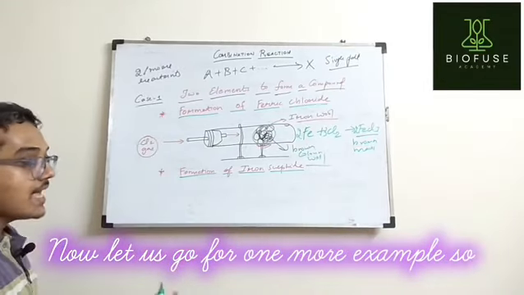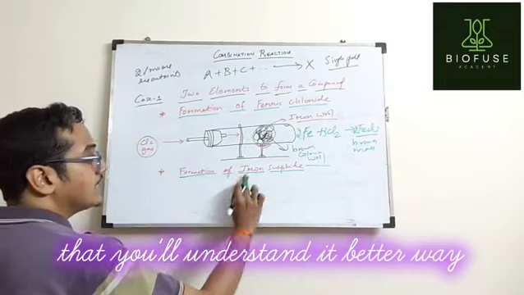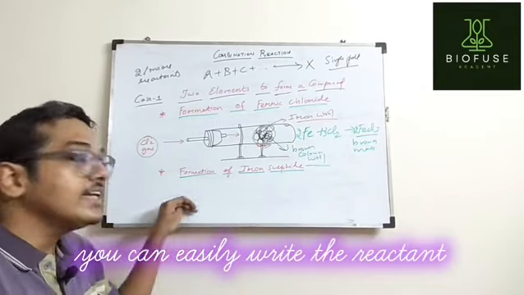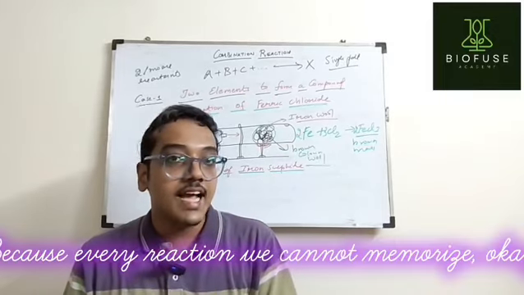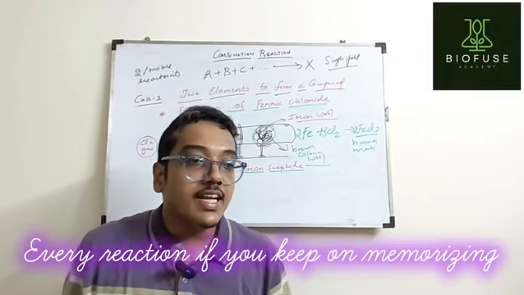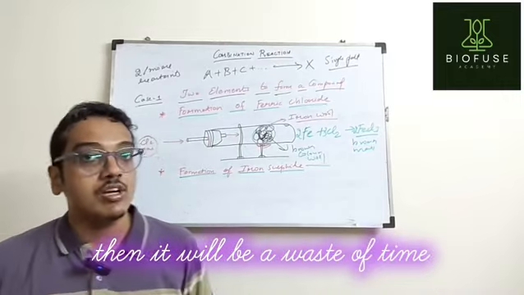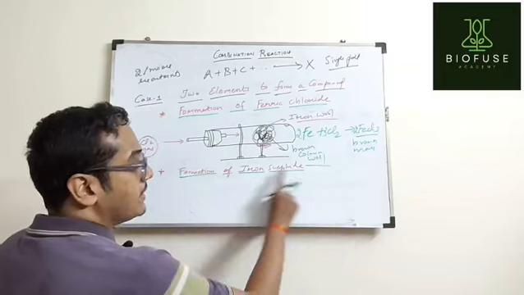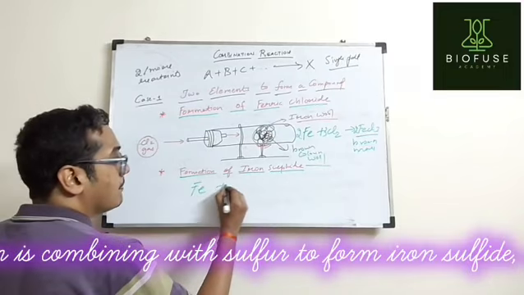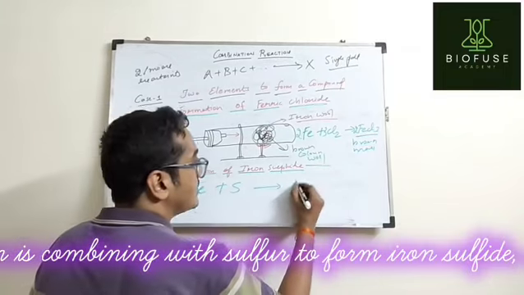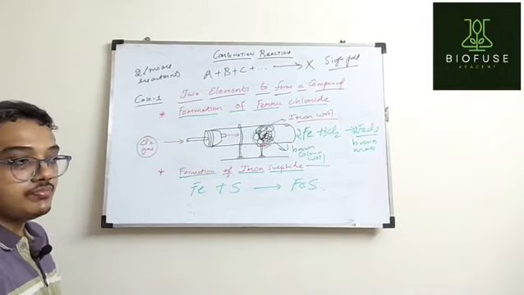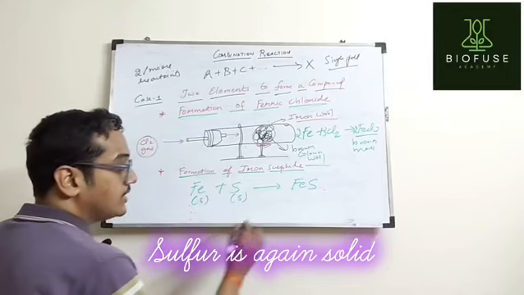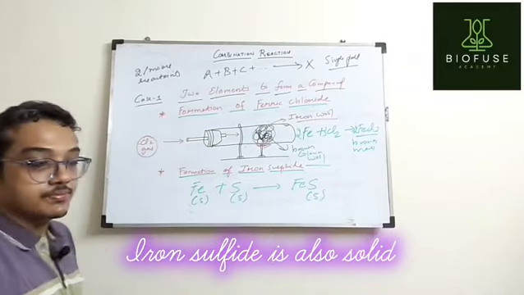Now let us go for one more example so that you will understand it in a better way. That is iron sulfide formation. So from the word itself, you can easily write the reactants, because every reaction we cannot memorize. If you keep on memorizing every reaction, then it will be a waste of time. So we have to find a shortcut. So iron sulfide, that means what? Iron is combining with sulfur to form iron sulfide, FeS. Iron is a solid, sulfur is again solid, iron sulfide is also solid.